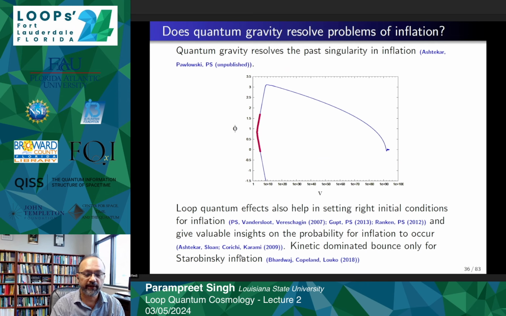And also, a very interesting work was done by Bhardwaj and Copeland, who is one of the top inflationary cosmologists, and Guillermo Mena Marugán, in which they showed that there can be different kinds of bounces. This was already understood: kinetic dominated bounces and potential dominated bounces. But for the Starobinsky inflation, which is right now one of the most favored models of inflation, there can be only a kinetic dominated bounce. And if you have a potential dominated bounce, then Starobinsky inflation will not be so compatible with the bounce.